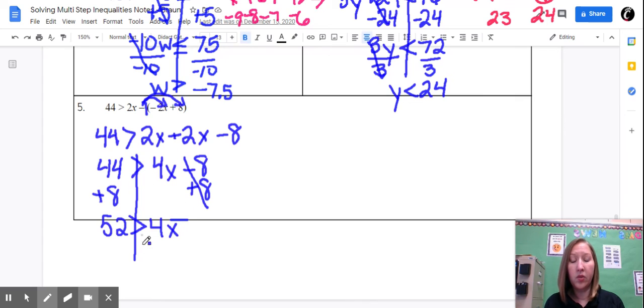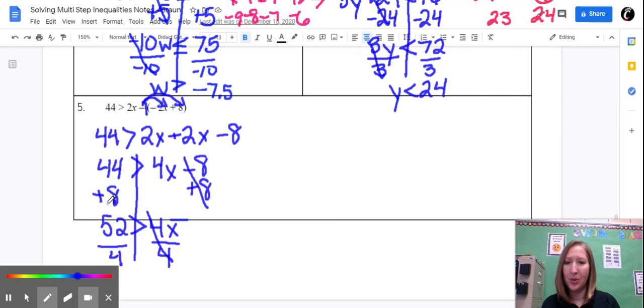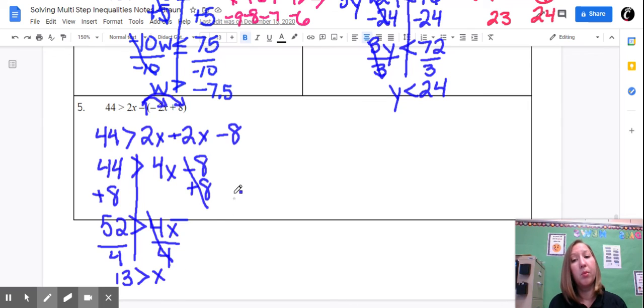Now, I want to get rid of this 4 attached to my x. So since 4x means 4 times x, I'm going to divide by 4 on both sides. 52 divided by 4 is 13. So 13 is greater than x. And remember, we want to rewrite our inequality so that our variable is first. So this is actually telling us x is less than 13.